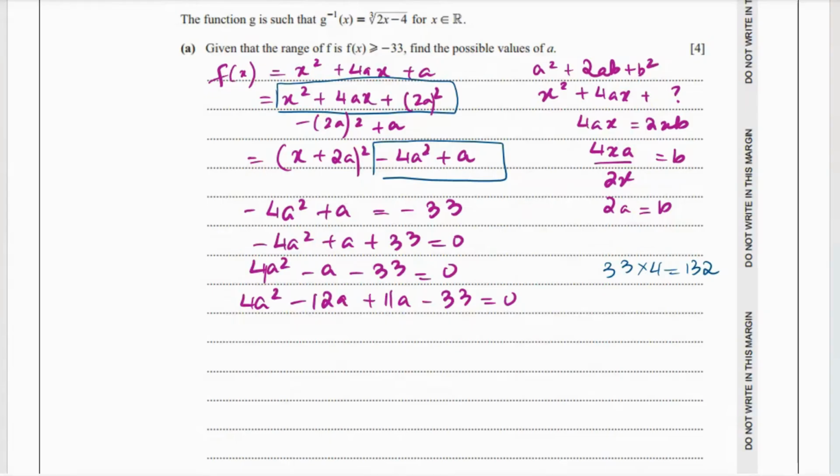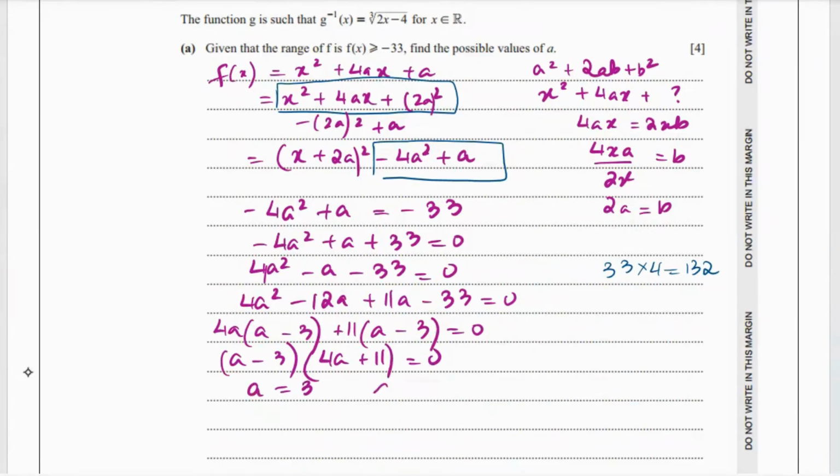In 4a squared and 12a, we have 4a common. So a minus 3 comes in the bracket. Between 11a and 33, we have 11 common. So a minus 3 again comes in the bracket. So that's going to be a minus 3 times 4a plus 11. So based on this, a is 3 and a is negative 11 over 4. That is your answer.